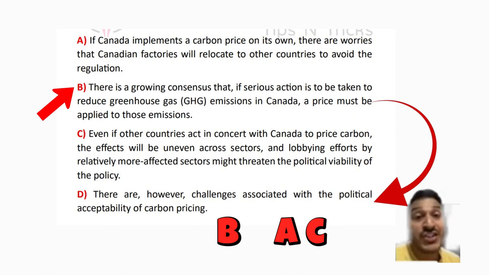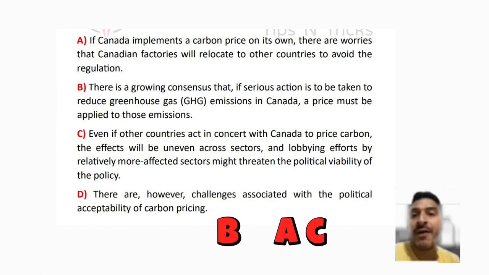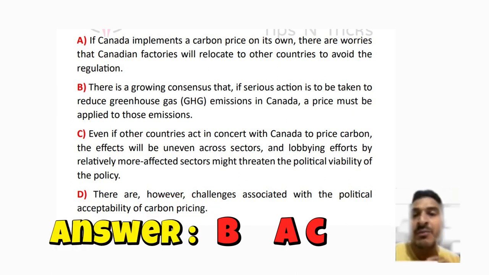There are, however, challenges associated with the political acceptability of carbon pricing. So here we are talking about carbon pricing, and then after that A will come. So what is the final answer? That is BDAC. So you can see many tricks work together in a single question. You have to find out an independent sentence, then match some keywords, understand the situation, how the options are working together, then you have to find out the right answer. So this way you can solve your reorder paragraphs in less time.